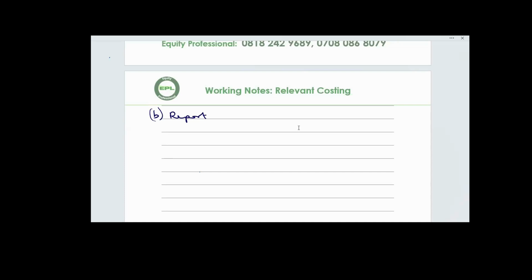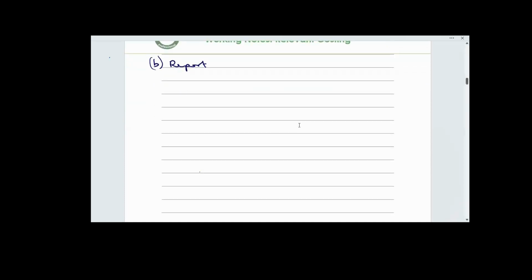But in any case, to solve this particular question, I will come in and say, who is writing the report? To whom are you writing the report? So you can say from management accountant to management.